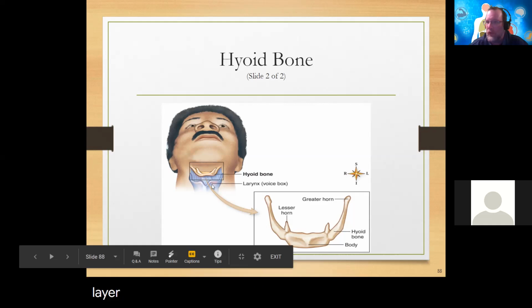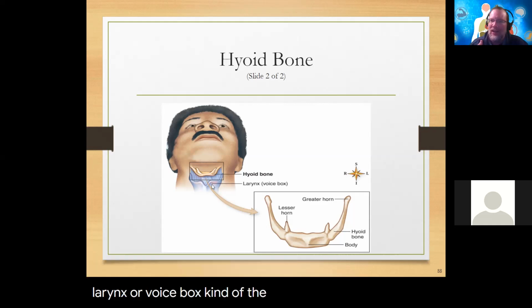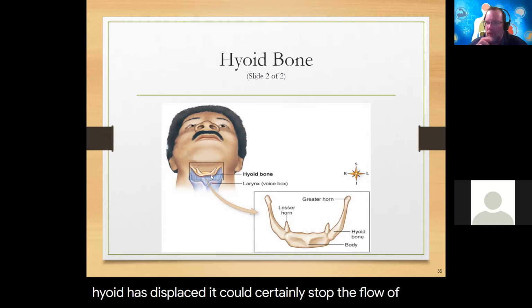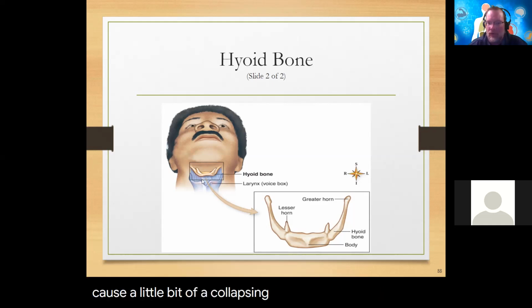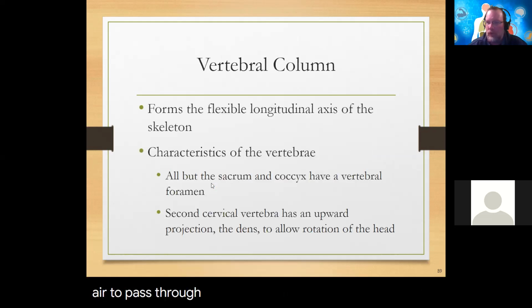So we do see the larynx or voice box, kind of the pathway down from the upper respiratory to the lower respiratory tract. This is kind of the junction where those two meet up. And so if the hyoid is displaced, it could certainly stop the flow of air, cause a little bit of a collapsing of the larynx, thus not allowing air to pass through. So maybe a motor vehicle accident too. We could see that happening.